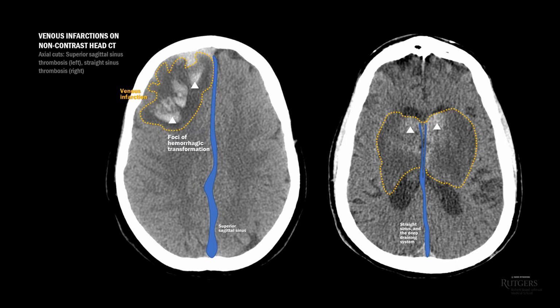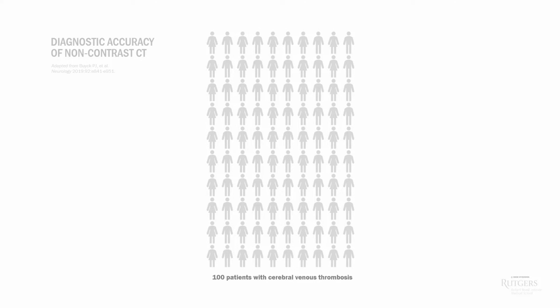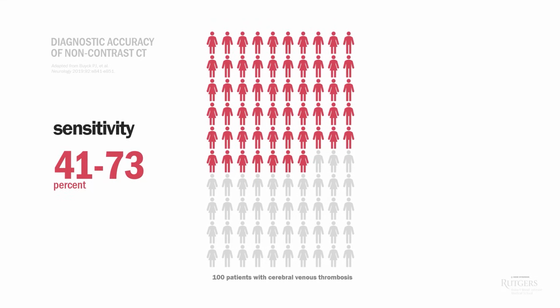So, how well does a non-contrast head CT perform for the diagnosis of cerebral venous thrombosis? It turns out, meh. That's a technical term. Imagine you have 100 CVT patients. On average, head CT will pick up direct and indirect signs of CVT in just over half. For the aspiring emergency medicine physicians listening to this talk, non-contrast head CT may miss up to 60% of these patients, so don't be lulled into a false sense of security if the head CT is negative.